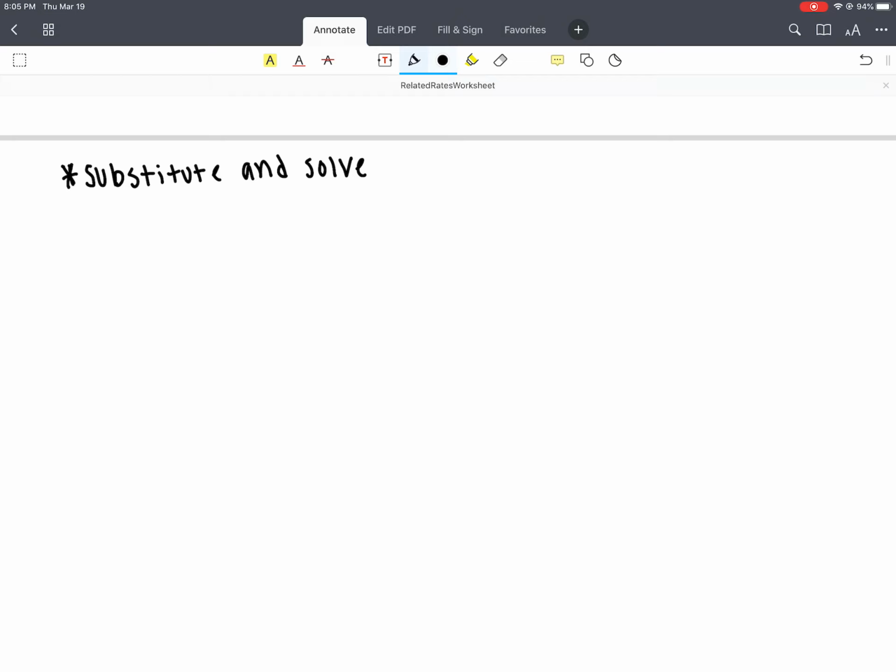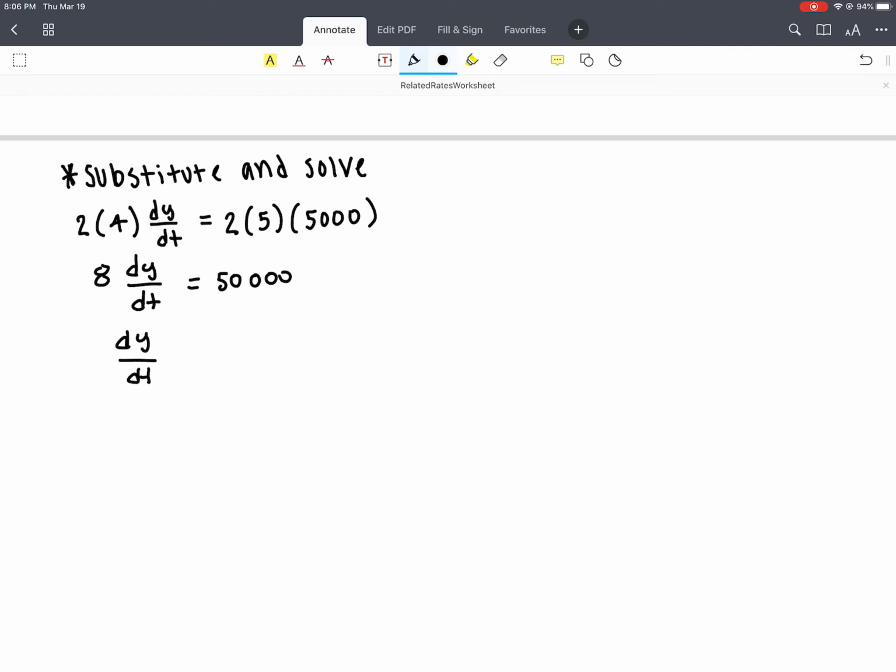So we have 2 times y, which is 4, times dy dt, which we don't know yet, is equal to 2 times z, which we're saying is 5, and dz dt, which is 5,000. So that gives us 8 times dy dt is equal to 50,000, which means dy dt is equal to 6,250, and the units on that are miles per hour.